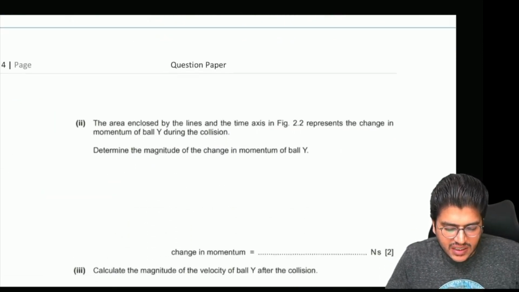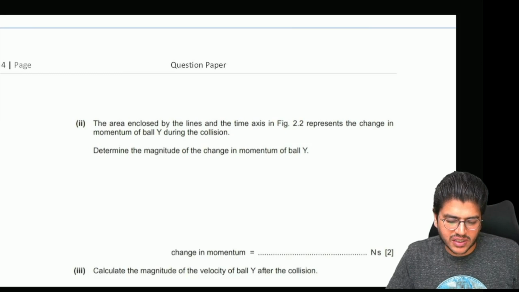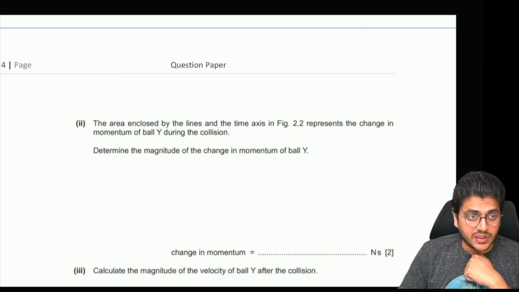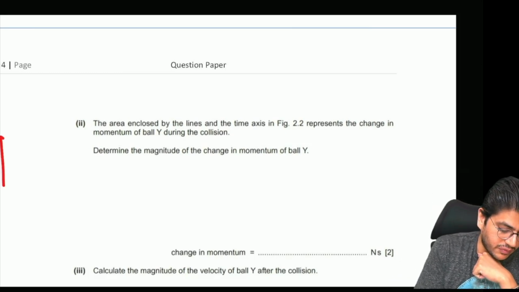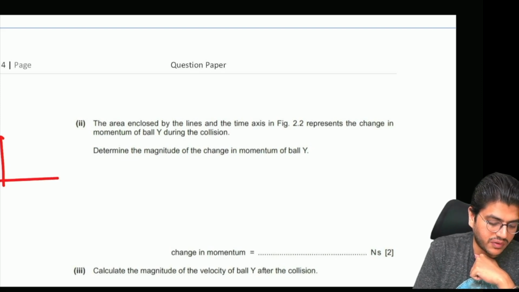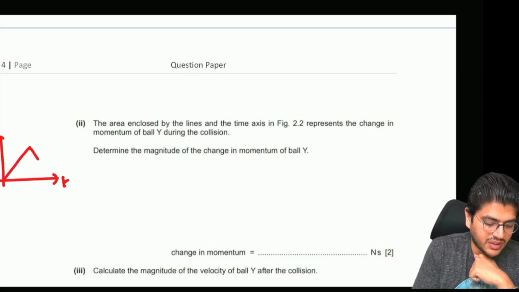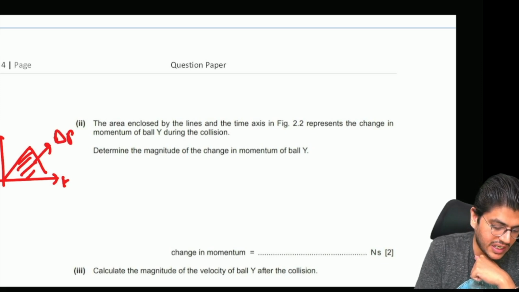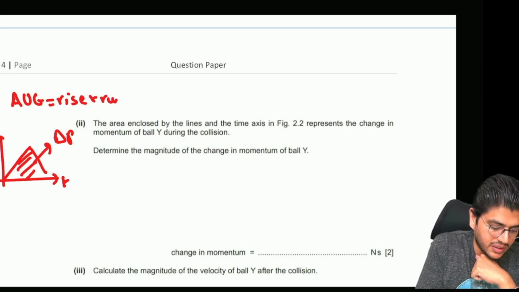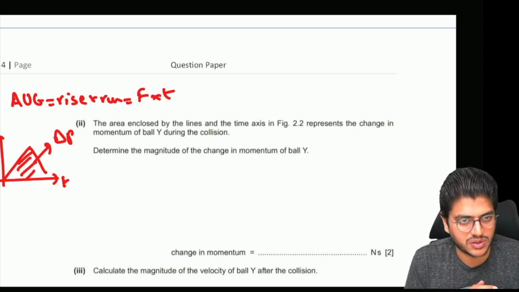Next, the area enclosed by the lines in the time axis represents the change in momentum. You should know this. The area under the graph, you're given force on the y-axis and time on the x-axis. The area under the graph represents the change in momentum. Why? Because area under the graph is rise into run. On the rise axis, we've got force. On the run axis, we've got time. What is force and time? Force and time is the change in momentum.